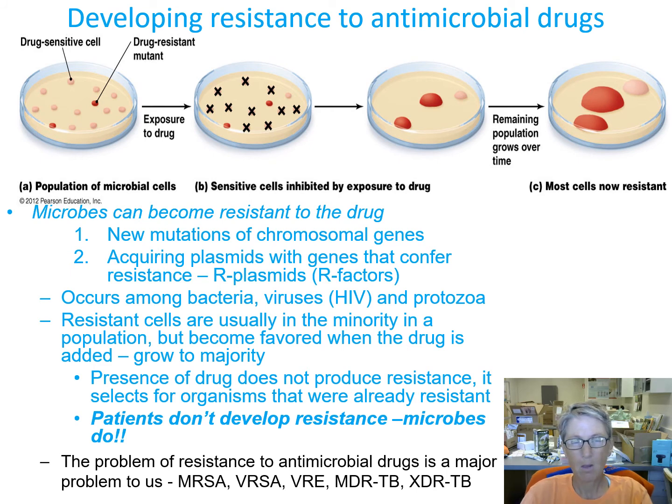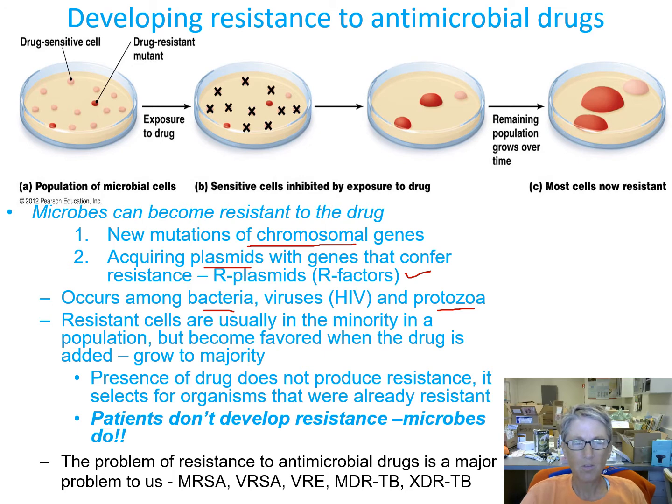How do they become resistant to the drug? When they're exposed to the drug, the bacteria could get new mutations in the genes on their chromosome. The bacteria could also acquire plasmids from other bacteria, and the plasmids would have genes that confer resistance. For example, R plasmids, aka R factors, are pieces of DNA that allow the bacteria that get these genes to be resistant. You can have resistance among bacteria, viruses, and protozoa.